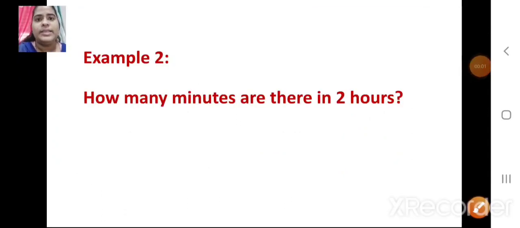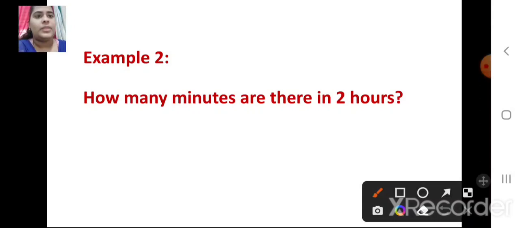Let's see one more example. How many minutes are there in 2 hours? Now for 2 hours we have to see how many minutes are there. We all know the formula, correct? In 1 hour, how many minutes are there, children? I've taught you, in 1 hour there are 60 minutes, correct? So in 2 hours, how many minutes will be there?